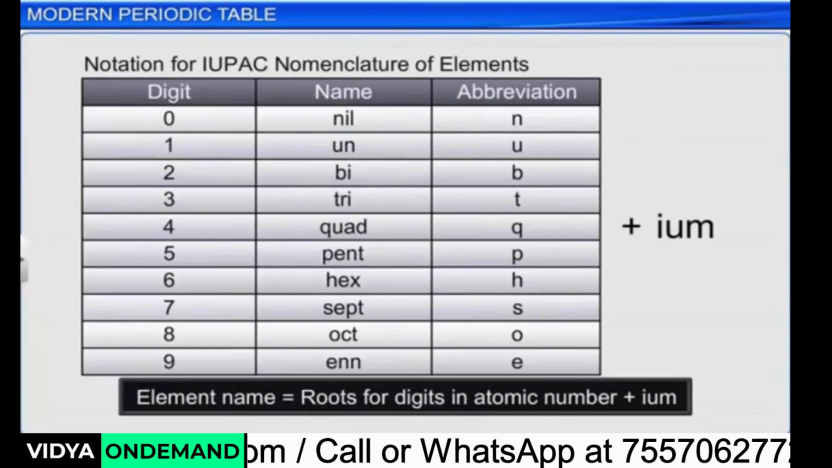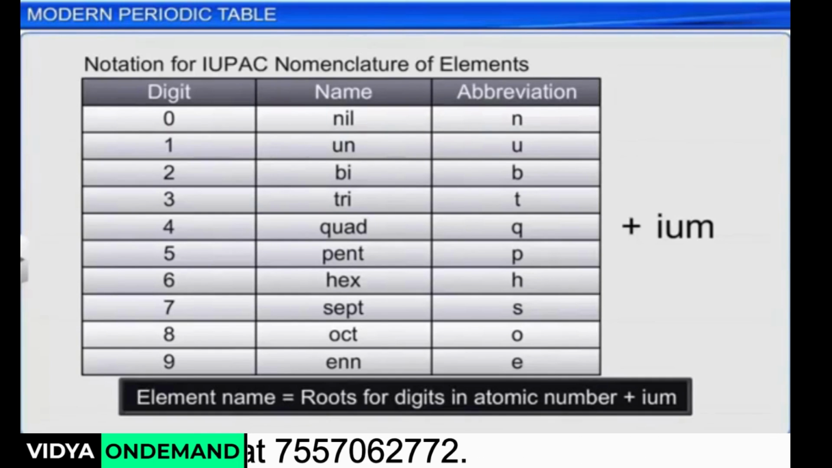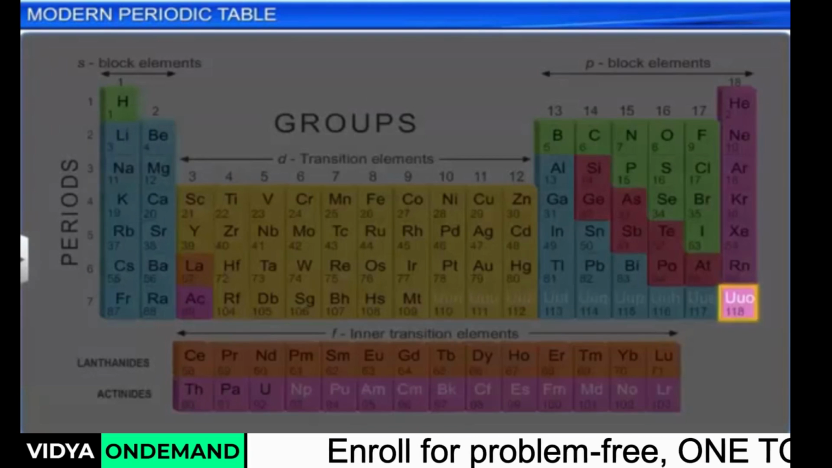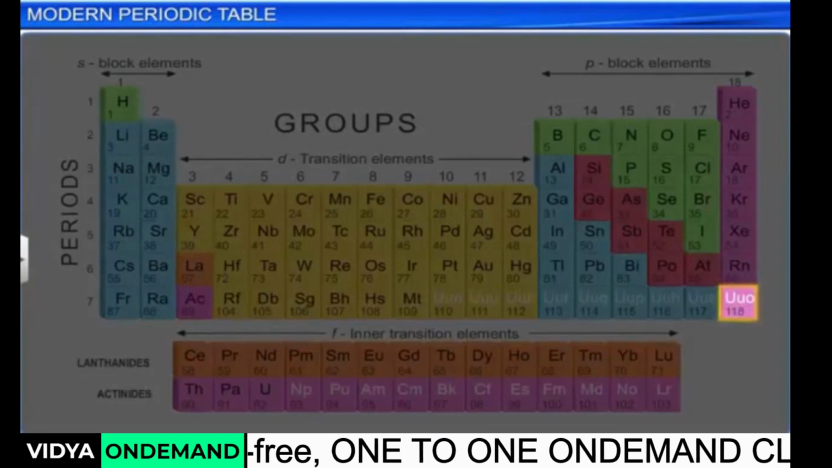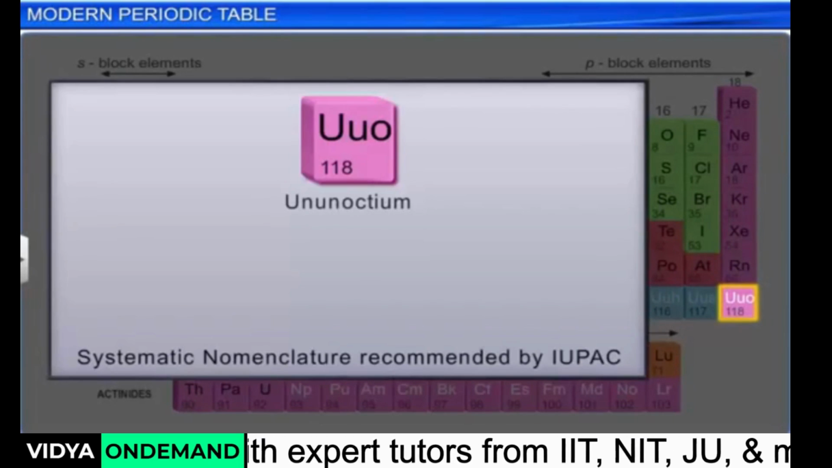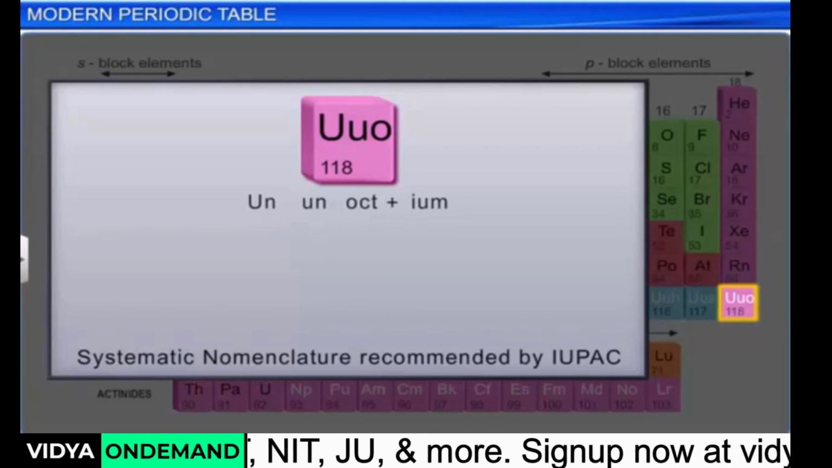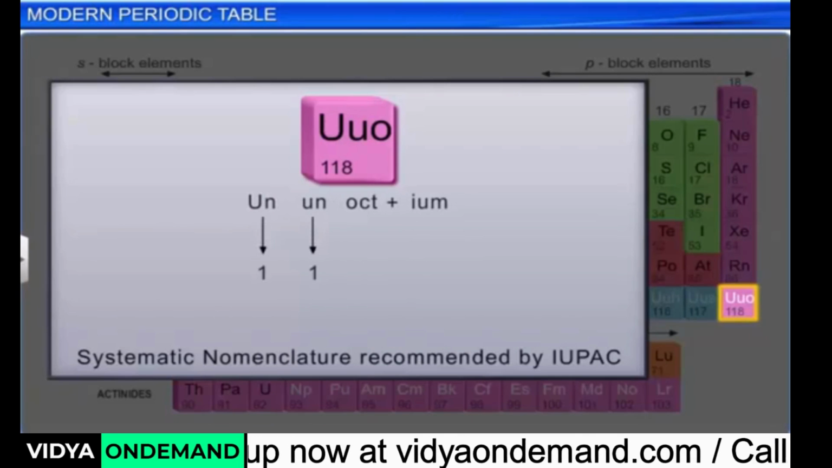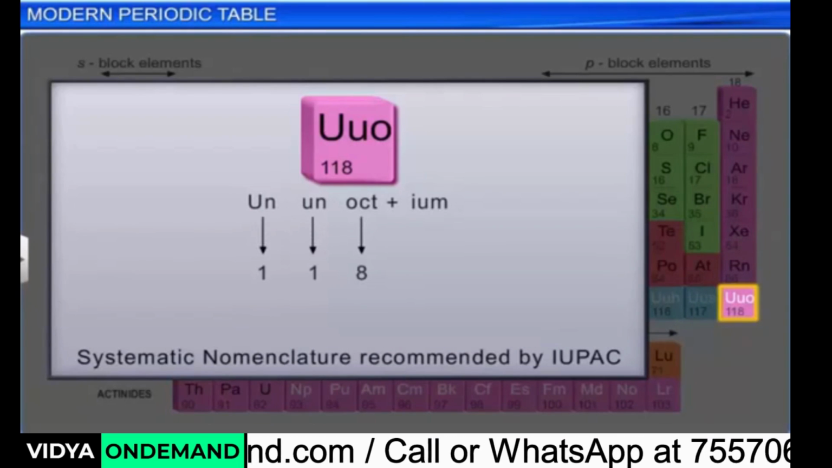For example, an element with atomic number 118 should be named as ununoctium: 1 is equal to un, 8 is equal to oct, and ium. And the first alphabets form the temporary symbol of the element, UUO.